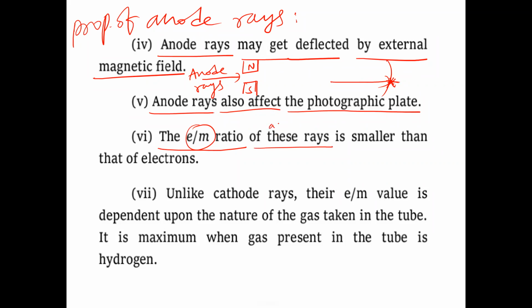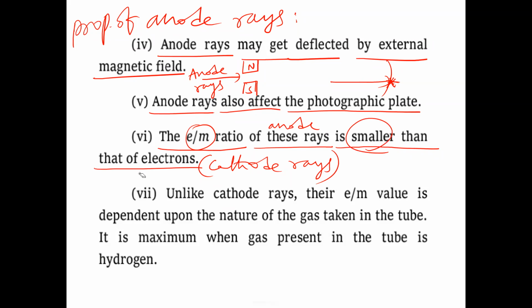Anode rays. The charge to mass ratio of anode rays is smaller than that of electrons. Electrons means cathode rays. In cathode rays, electrons are present. So the E by m ratio of anode rays will be smaller than the E by m ratio of cathode rays. That is the meaning here.